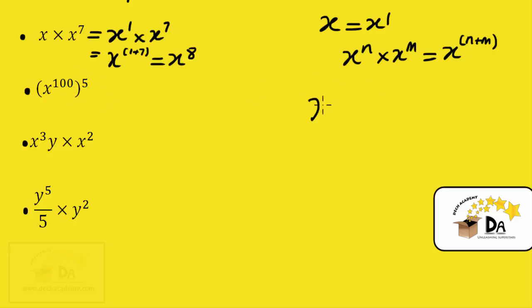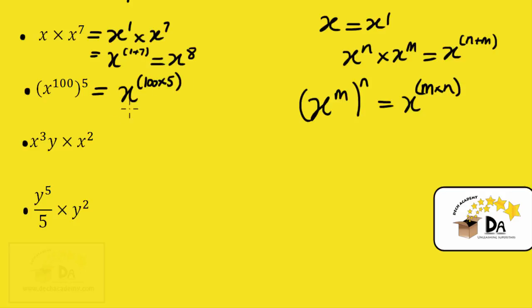Next one, x^100, all raised to the power of 5. Well, if you recall, (x^m) all raised to the power of n is equal to x^(m times n). Therefore, x^100 all raised to the 5 is x^(100 times 5), which is x to the power of 500.